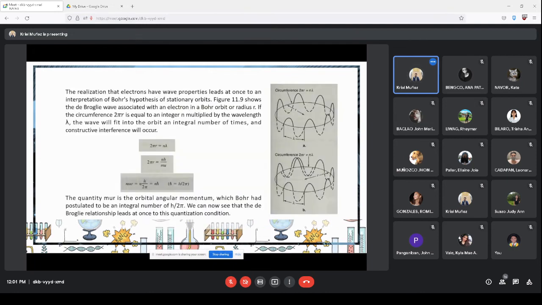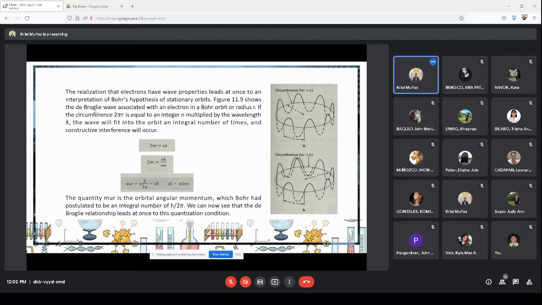Okay. So the realization that electrons have wave properties leads at once to an interpretation of Bohr's hypothesis of stationary orbits. Ang sabi class ni Bohr, paikot lang ang electrons, right? But then, since napatunayan nga na wave din ang electrons, or tinanggap na wave ang electrons, ito talaga yung dapat niyang itsura. So we have here this figure.